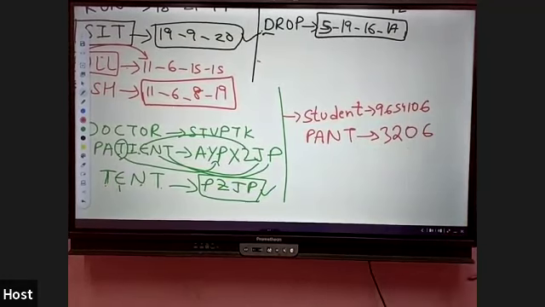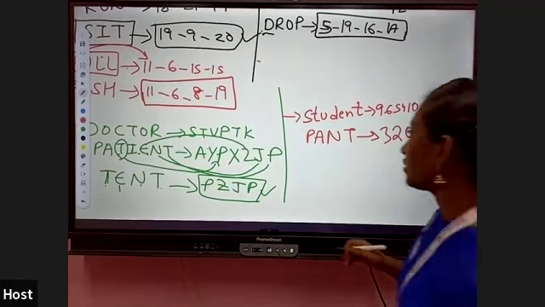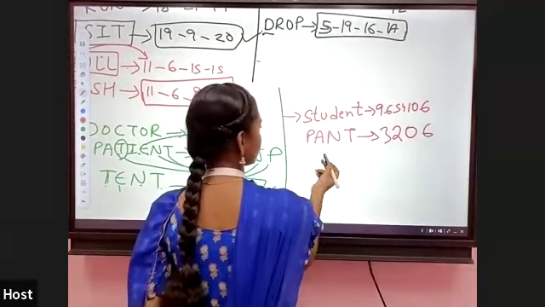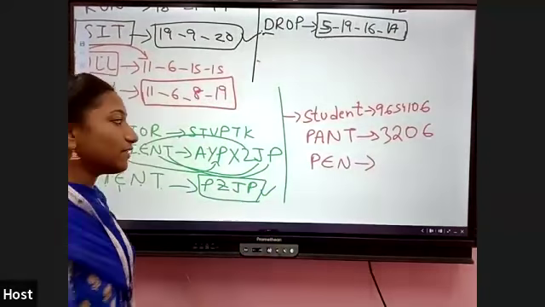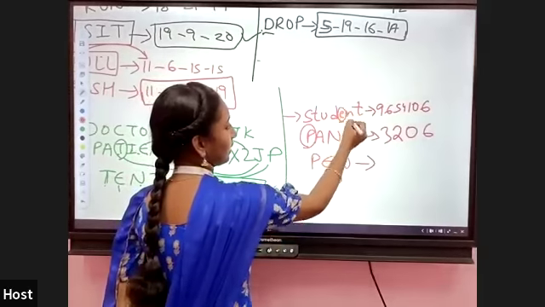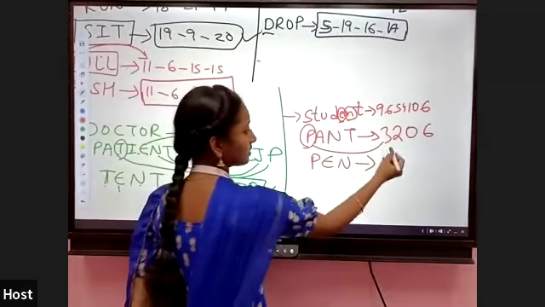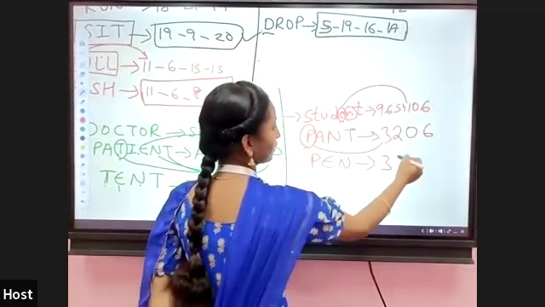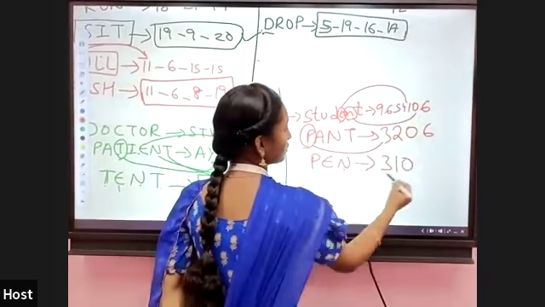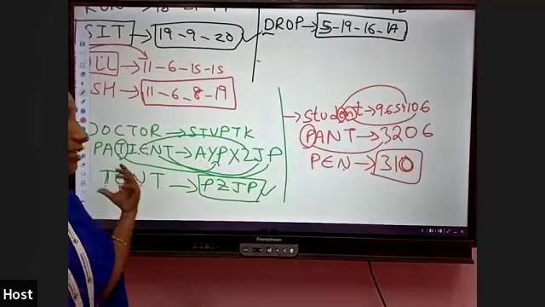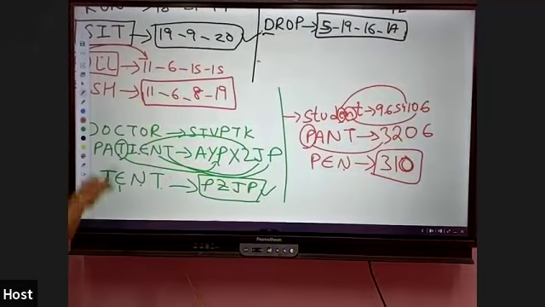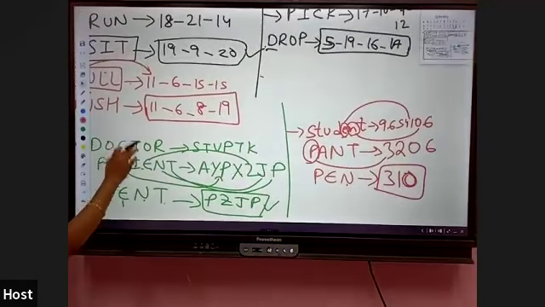So 3206. The code for student is 9654106 and the code for parent is 3206. So you should find the code for pen. The P, E and N is there here. So the value of P is 3, the value of E is 1 and the value of N is 0. So the code for pen is 310. Like this we should find direct coding, and also another model is there in number coding.